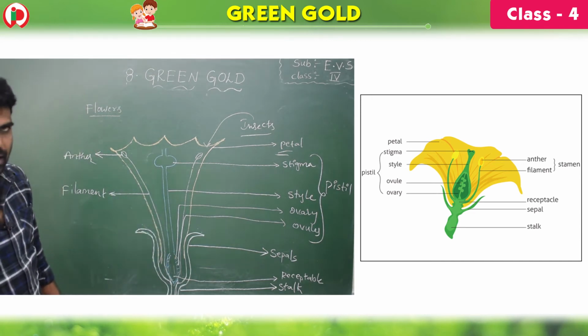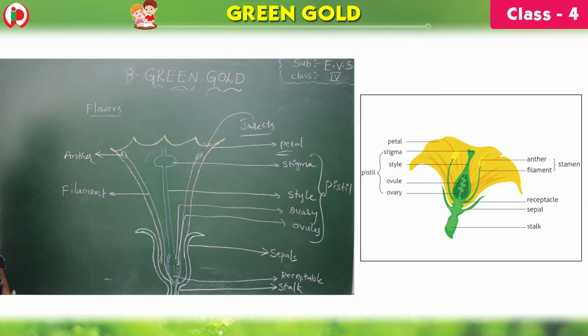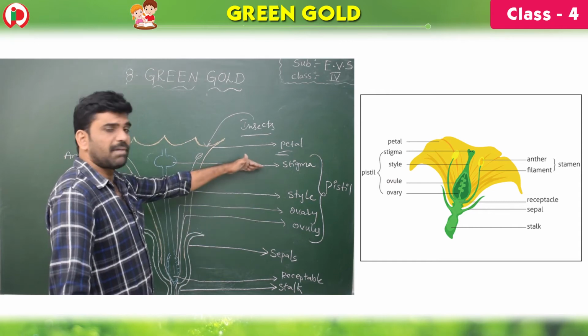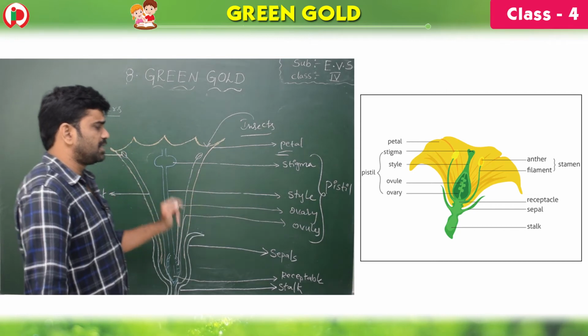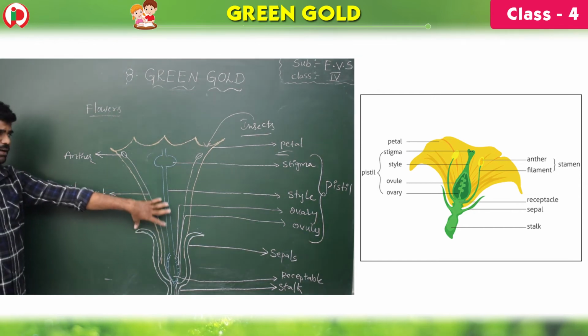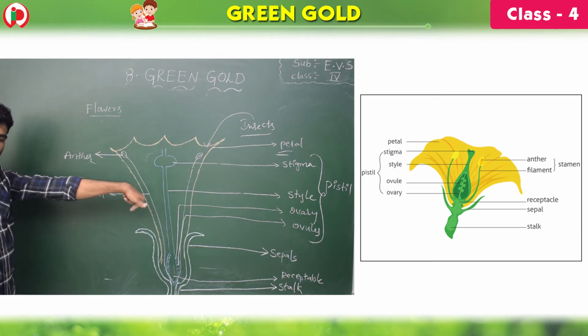Once again, I repeat, children. Flowers are the reproductive part of a plant. The flower has male and female parts. The female parts are stigma, style, ovary, ovule. These 4 together are called pistil, which is the female part that lies in the middle here. Actually, this is a bisexual flower. Bisexual means both the sex organs are present. You see, children, both female and male are there in one flower. Yes, both are there in one flower.